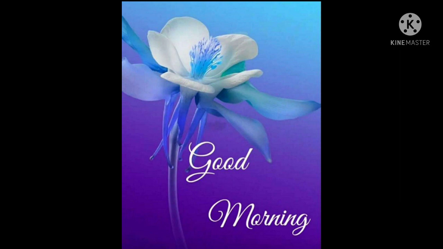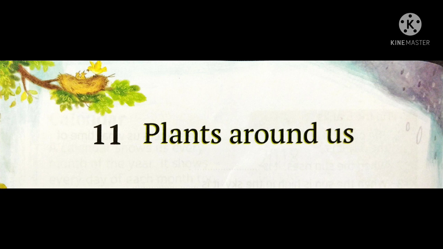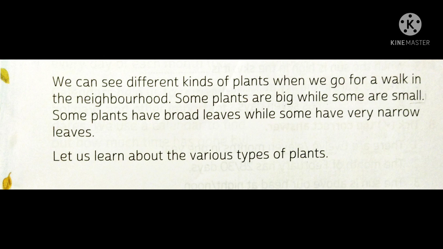Today, we will start up a new chapter, chapter 11, Plants Around Us. In this chapter, we will study about different types of plants which you see nearby you in your neighborhood. We will also know about different parts of a plant and also the uses of plants, or how plants are useful to us. So, let's begin our chapter.